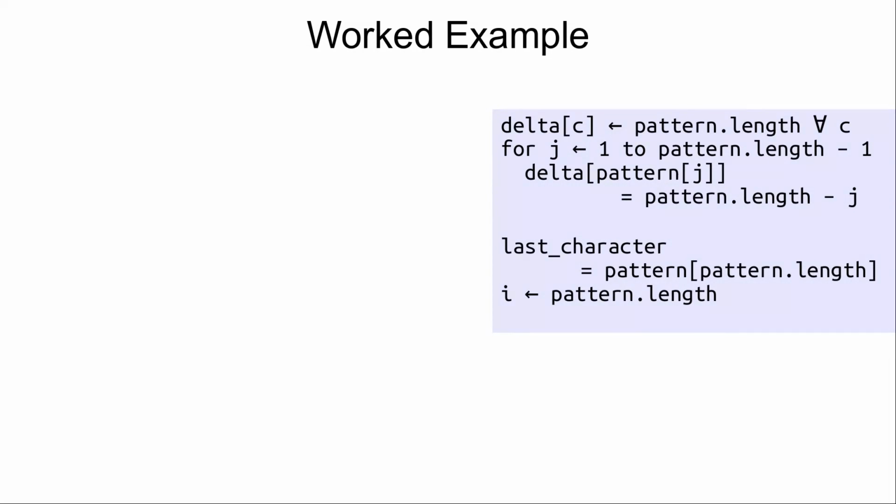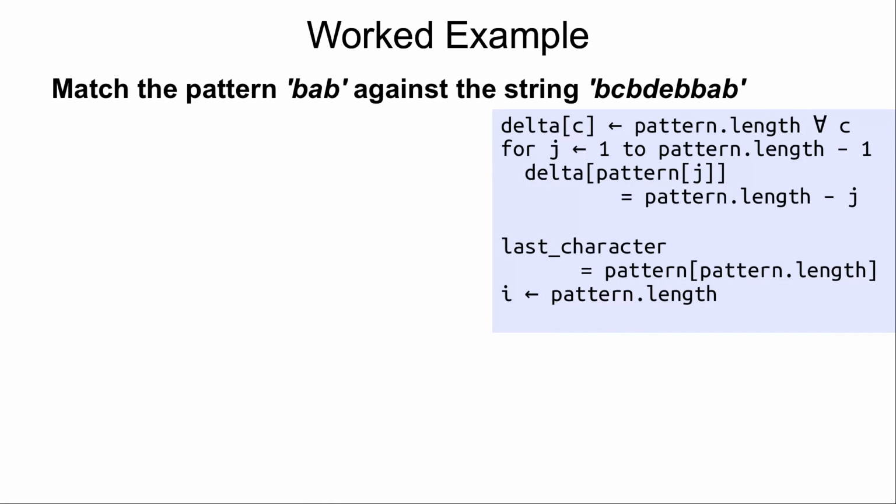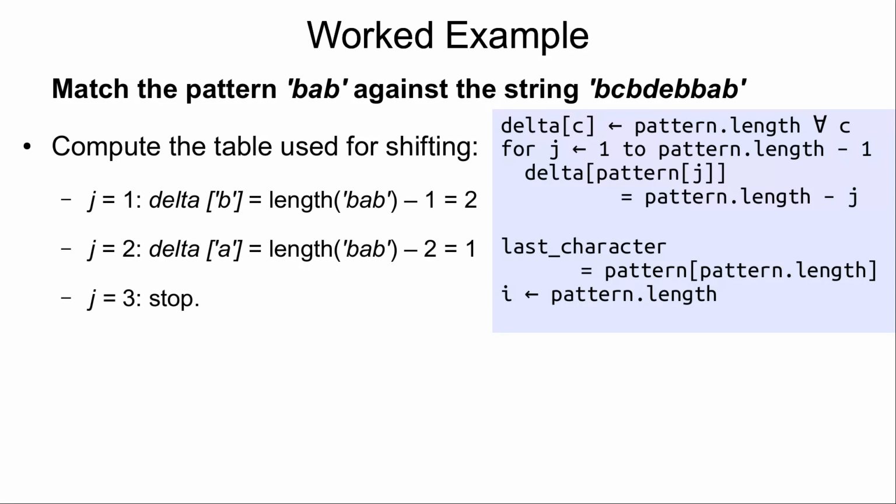So here's a worked example. Match the pattern BAB against the given string. The first step is to build the table containing the distance of each character from the end of the pattern. For B, the rightmost occurrence, ignoring the last character of the pattern, is at position 1. So the value for B is 3 minus 1, which is 2.